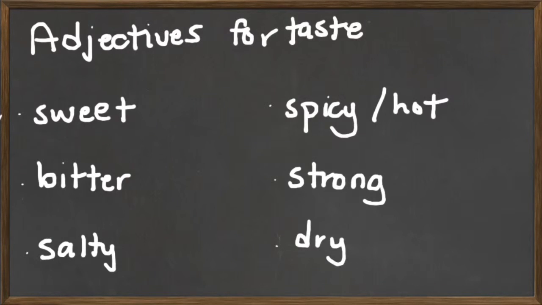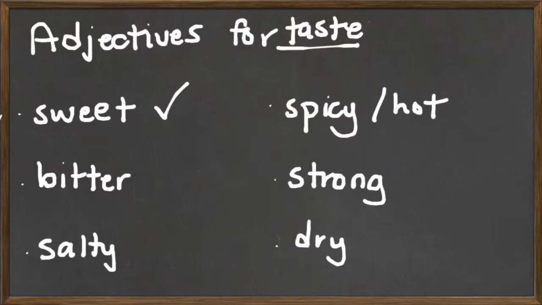Let's begin. Okay, so adjectives for taste. I would like you to please repeat after me. I want to say it a couple of times and explain it. So the first one is sweet. Sweet. Now, some examples of sweet stuff are cake, candy, coffee with a lot of sugar, soda, etc. All these examples are sweet, that's the way they taste.